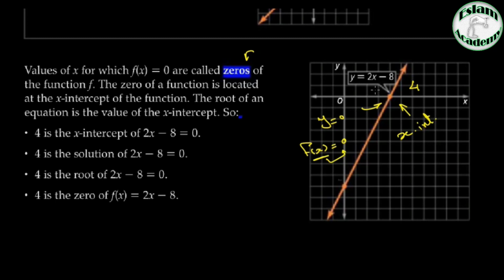We can find the zero of the function algebraically. If y equals 0, it means 2x minus 8 is equal to 0. By solving the equation, adding 8, then 2x equals 8, divided by 2, then x is equal to 4.